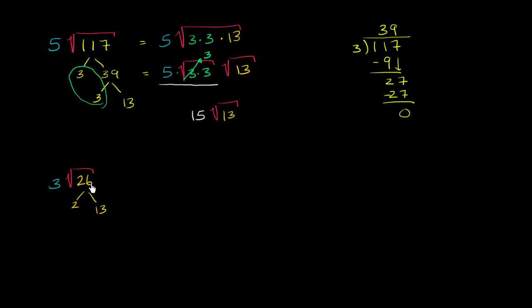And so 26 doesn't have any perfect squares in it. It's not like we can factor it out as a factor of some other numbers and some perfect squares like we did here. 117 is 13 times 9. It's the product of a perfect square and 13. 26 isn't. So we've simplified this about as much as we can. We would just leave this as 3 times the square root of 26.